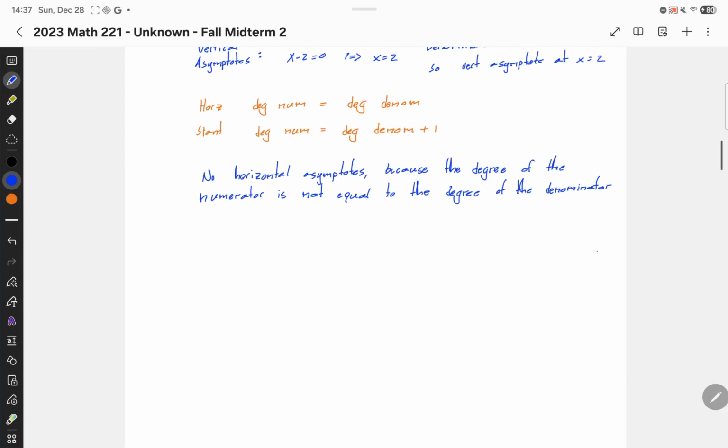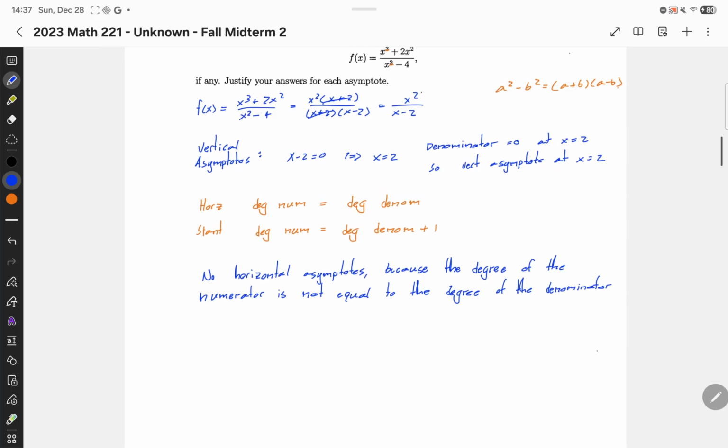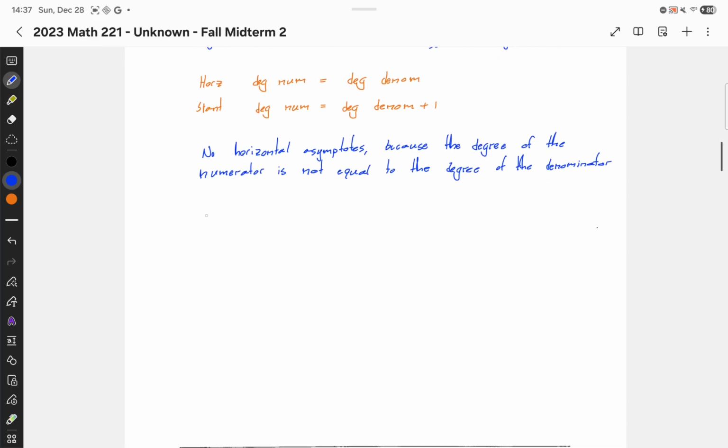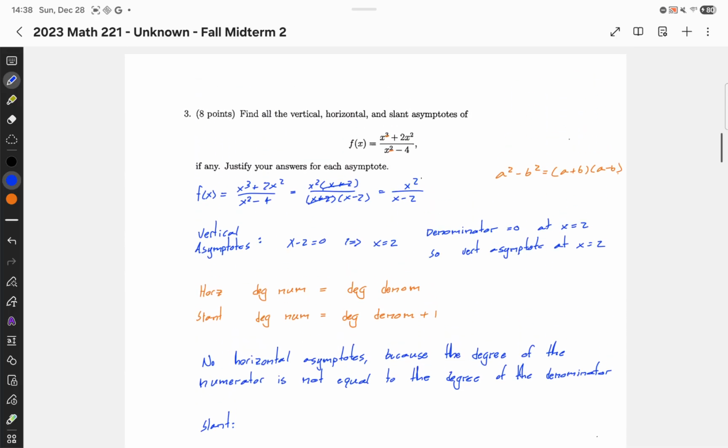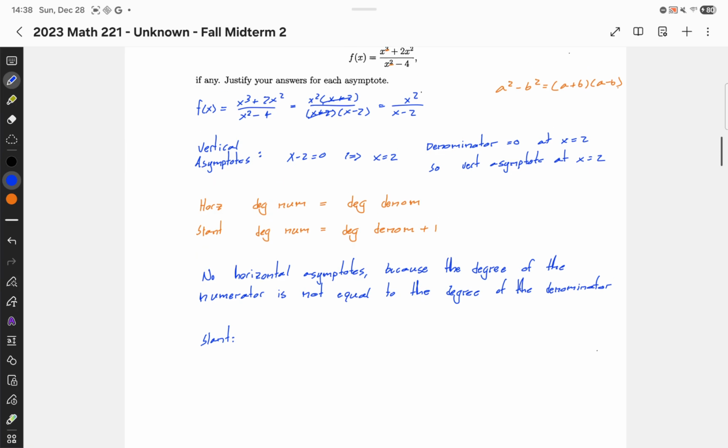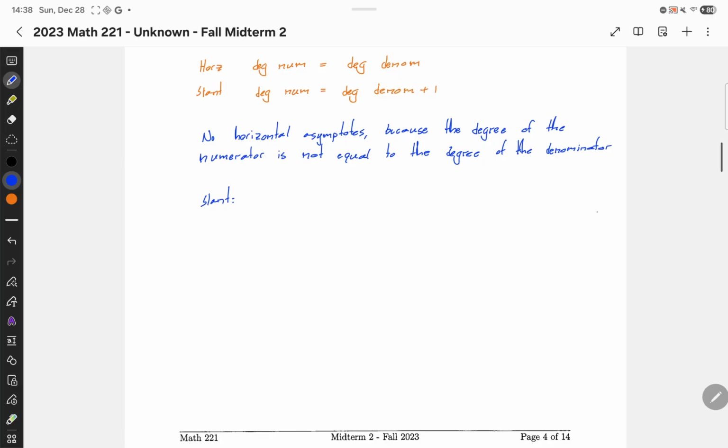Okay, and now what we can look for is our slant asymptotes. So I'll just put slant for now. And so the way we look for slant asymptotes, if you remember, is by doing our polynomial division. So all we're going to do is see what happens when we divide x squared by x minus 2. So we'll take x minus 2, and we are dividing x squared, which we'll write out as x squared plus 0x plus 0.